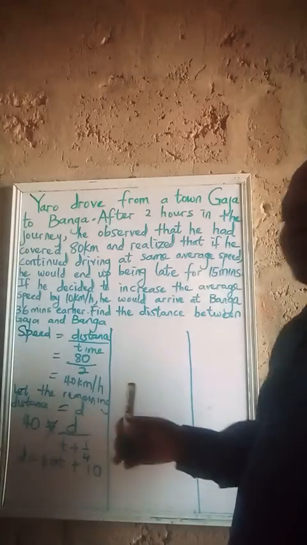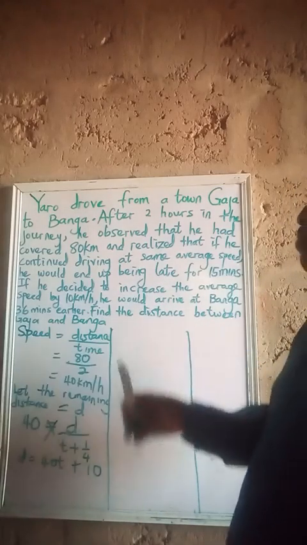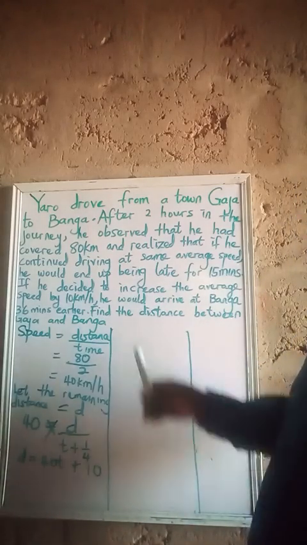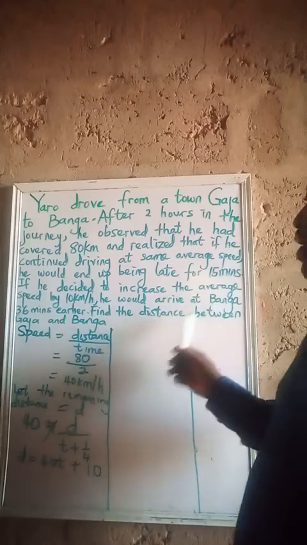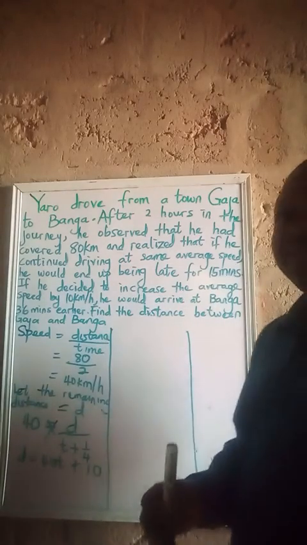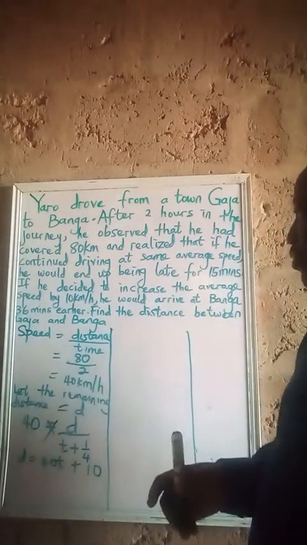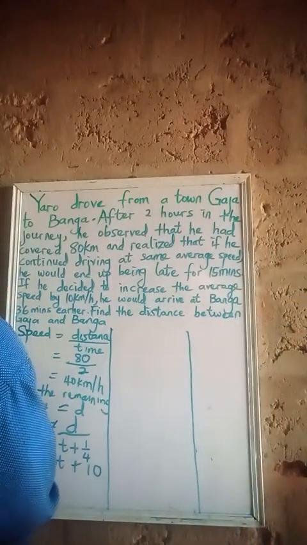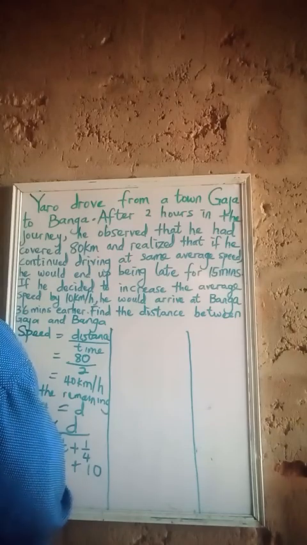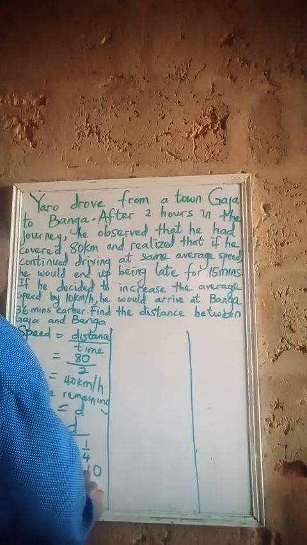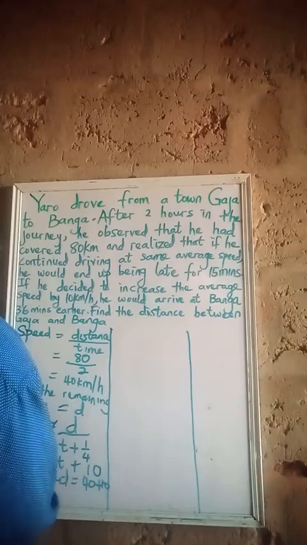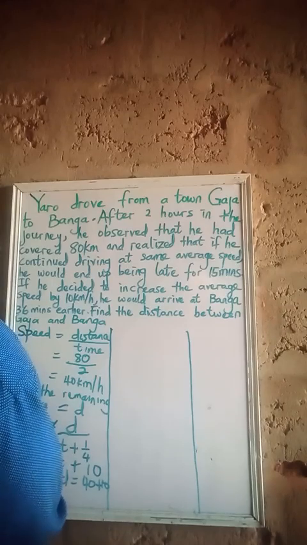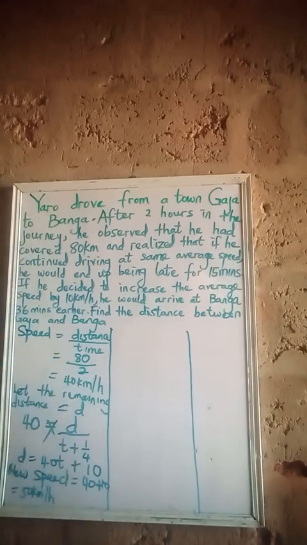If he decided to increase the average speed by 10 kilometers per hour, he would arrive at Banga 36 minutes earlier. So now the speed has been increased by 10 kilometers per hour. The new speed is equal to 40 plus 10, and that is 50 kilometers per hour.